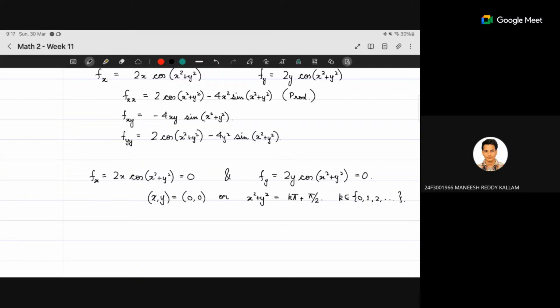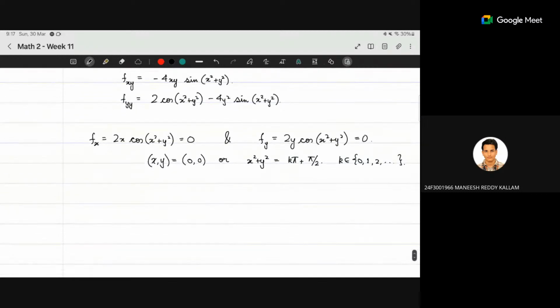It cannot be pi, for example. Pi is also a multiple of pi by 2, but only pi by 2 will be coming: pi by 2, 3 pi by 2, 5 pi by 2, and so on. So 90 or 270 only. Then 2 pi, you can keep adding multiples of 2 pi to them, and it will not change. And there is this another guy, 0, 0, and there are these guys.